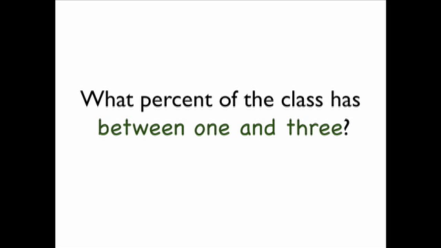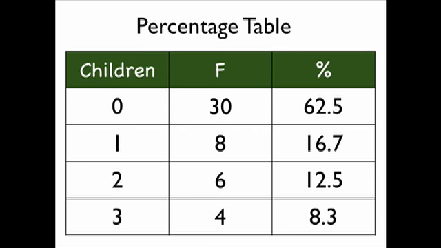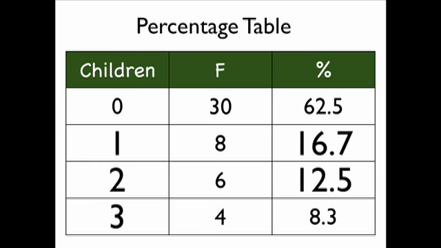What percent of the class has between 1 and 3 children? 1 is between 1 and 3, 2 is between 1 and 3, and 3 is between 1 and 3. The language of being between 1 and 3 includes the 1 and the 3. The 16.7 added to the 12.5 added to 8.3 will be our answer.